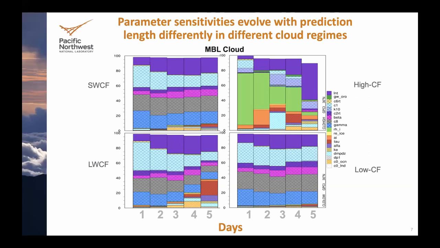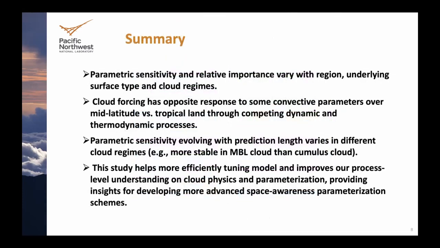So this gave us some information on what kind of cloud regime our results based on a short simulation are more robust and which are not. I'm not going to read the summary, but I just want to mention the last bullet point. This study improves our process level understanding of model physics and parameterization, especially those associated with fast processes like cloud and convection, and provides insights for developing more advanced scale-aware parameterization schemes.